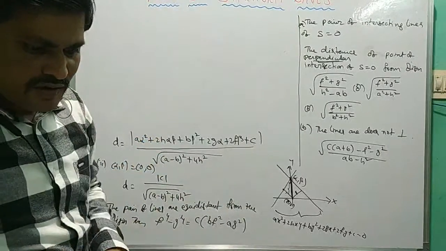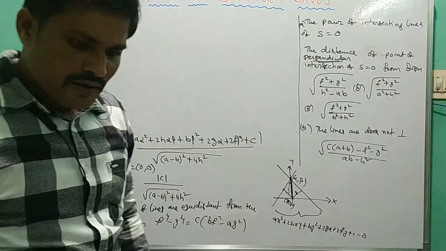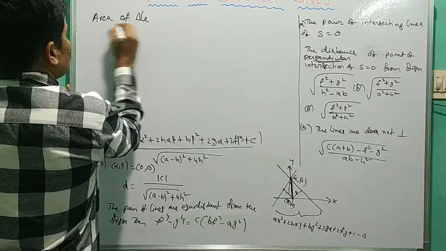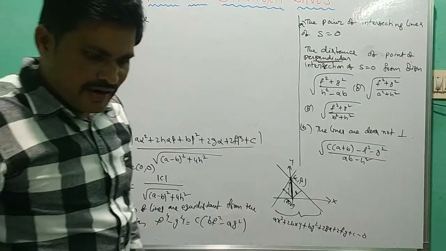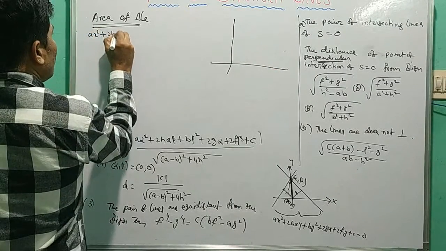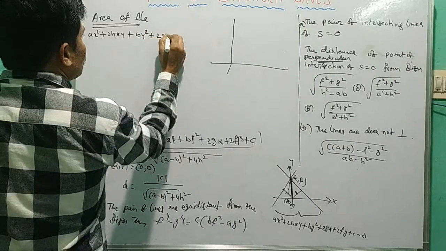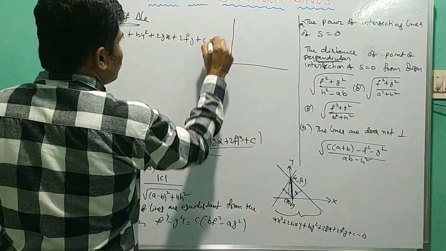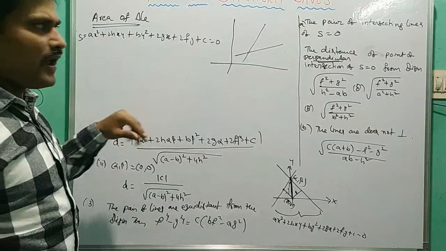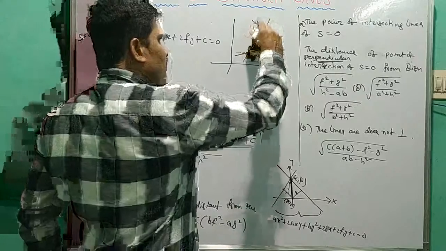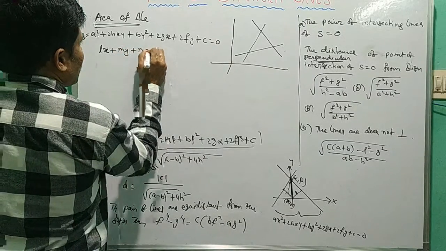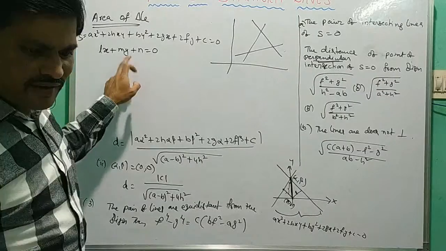So one more formula. That formula is the area of the triangle. Here we take the pair of lines ax square plus 2hxy plus by square plus 2gx plus 2fy plus c equals 0. This is the combined equation of S equals 0. Now we have to take S equals 0, and these lines form one triangle with one line. So this line is Lx plus My plus N equals 0.